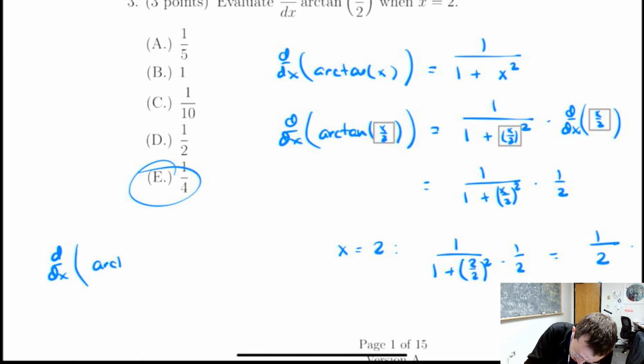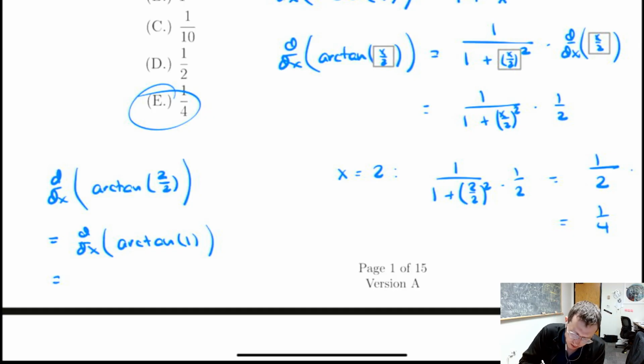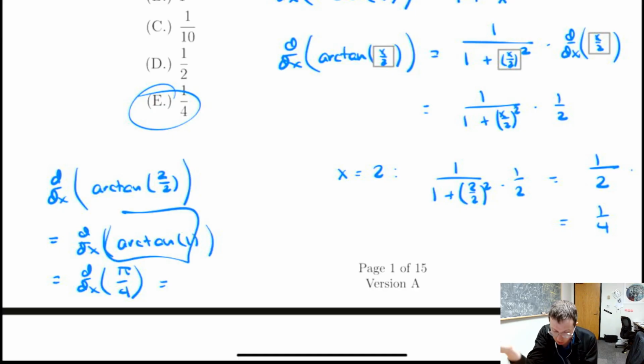So if I'm trying to differentiate arctangent of x over 2, and I plug the 2 in for that value of x, the arctangent of 1 is pi over 4, which is 45 degrees. Pi over 4 is a constant. Arctangent of 1 is a constant. Of course this is a constant. There are no x's in it. And the derivative of a constant is 0.